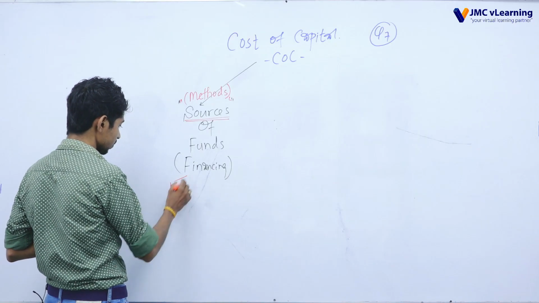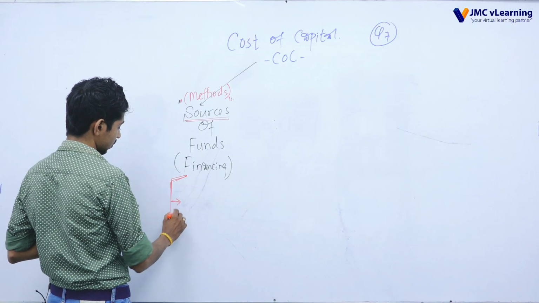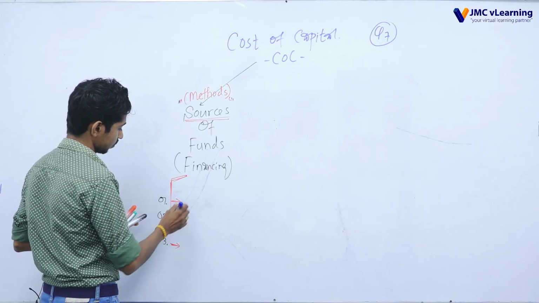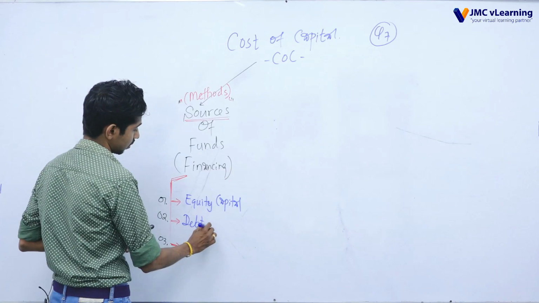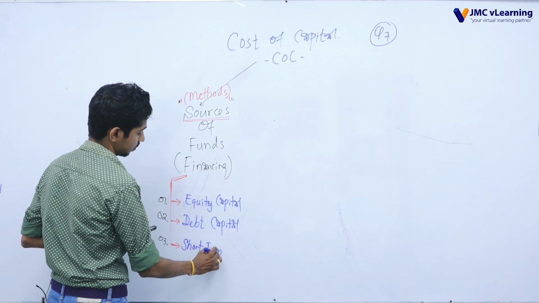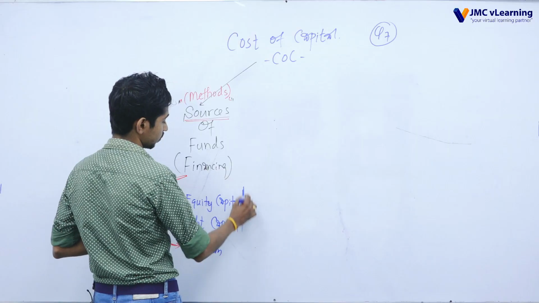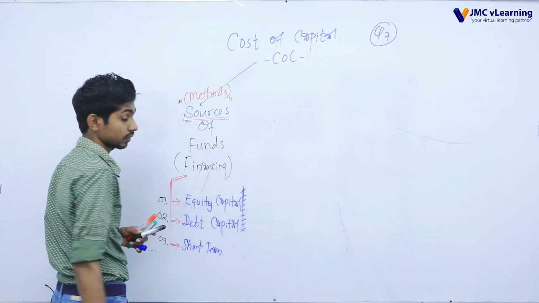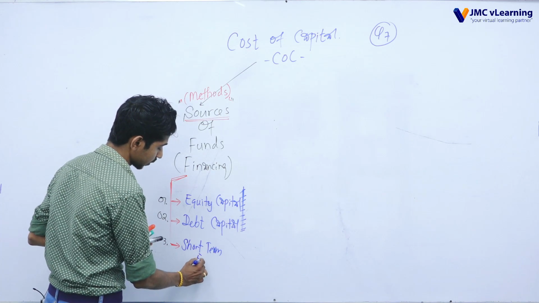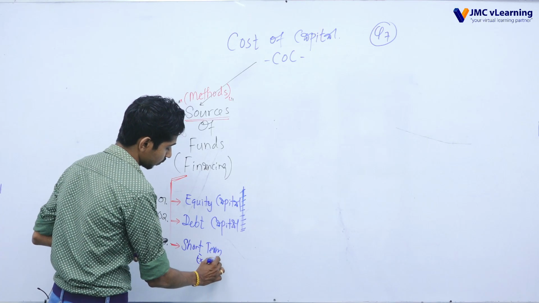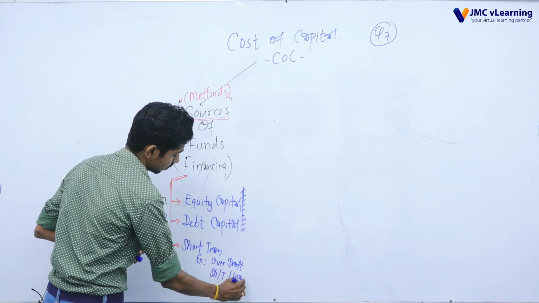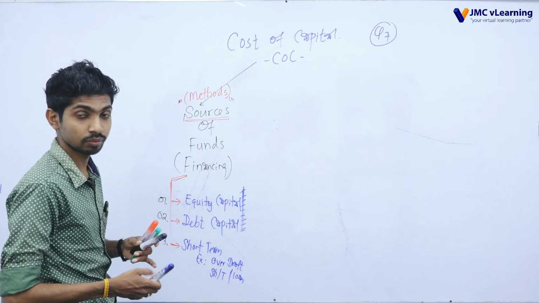Here we have 3 separate sources. First one, equity capital. Other one, debt capital. The other will be the short term. These two we consider as the long term financing methods. This is the short term. Under the short term, for example, overdraft, then short term loans. Likewise, we can collect money.